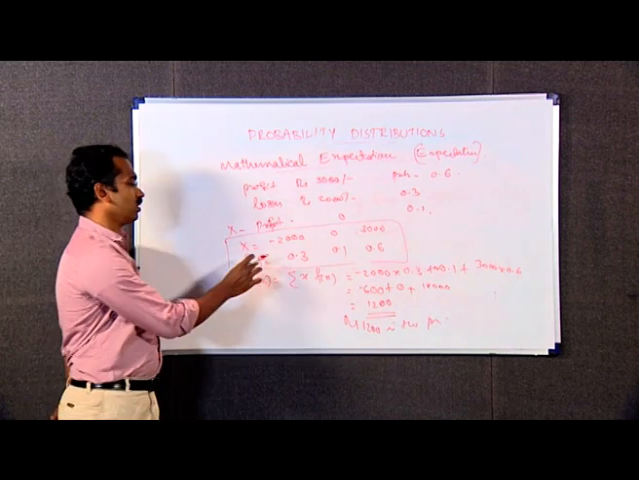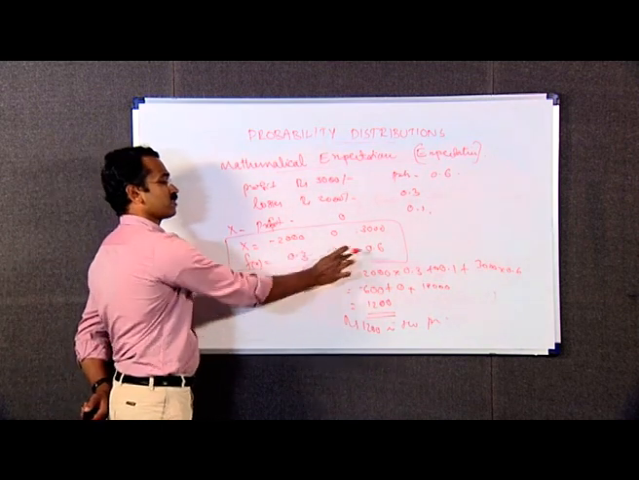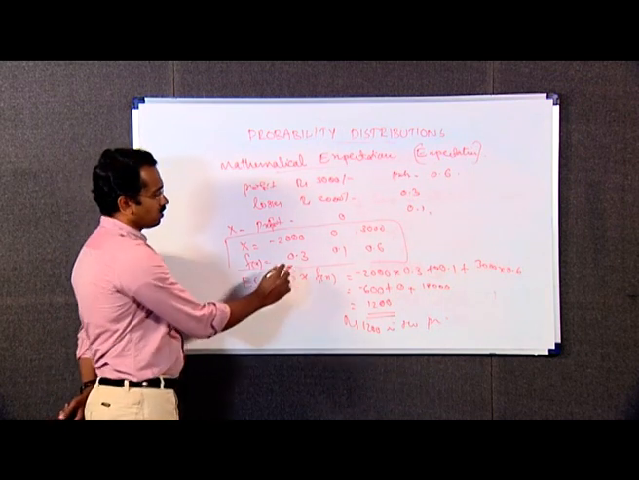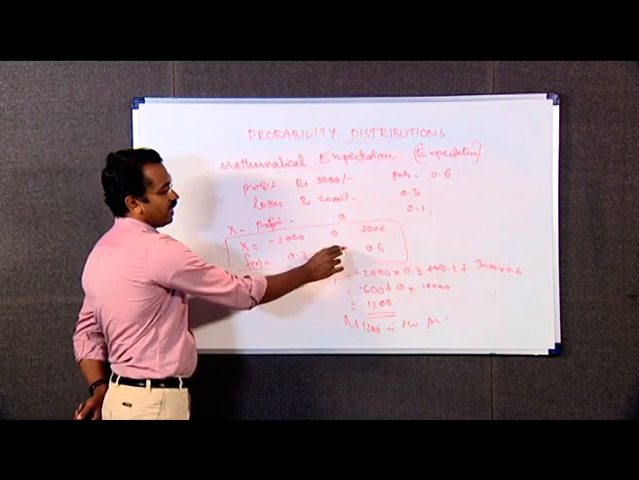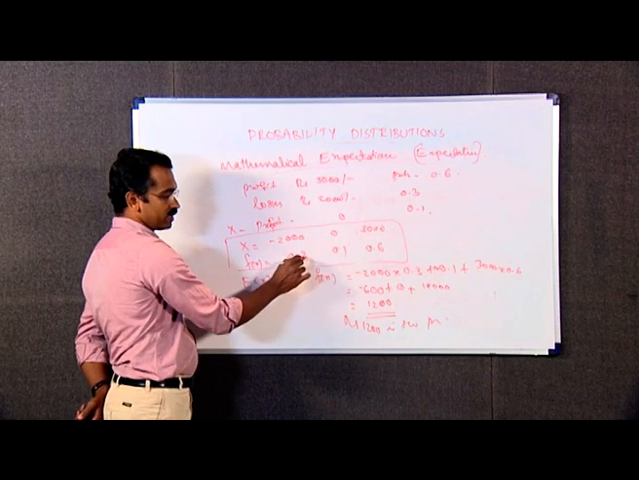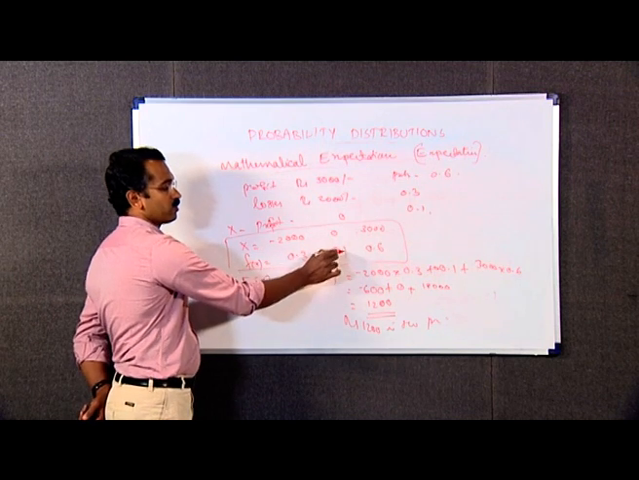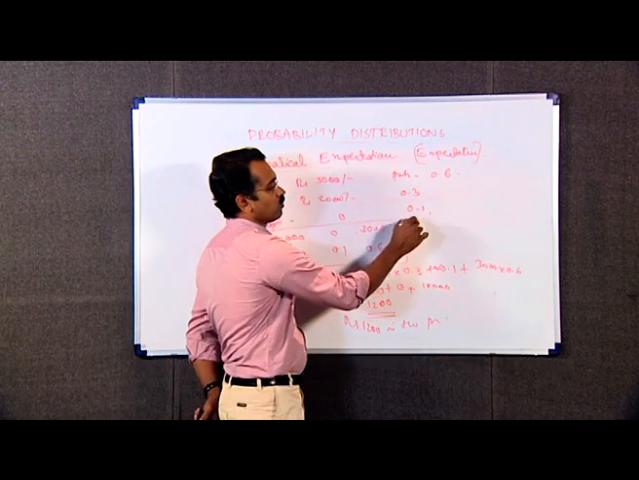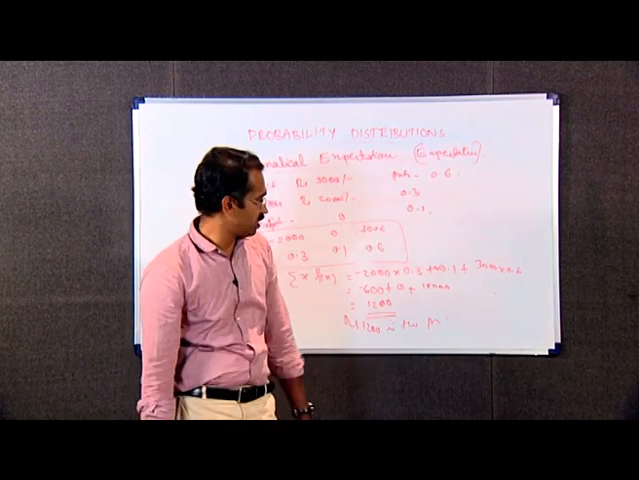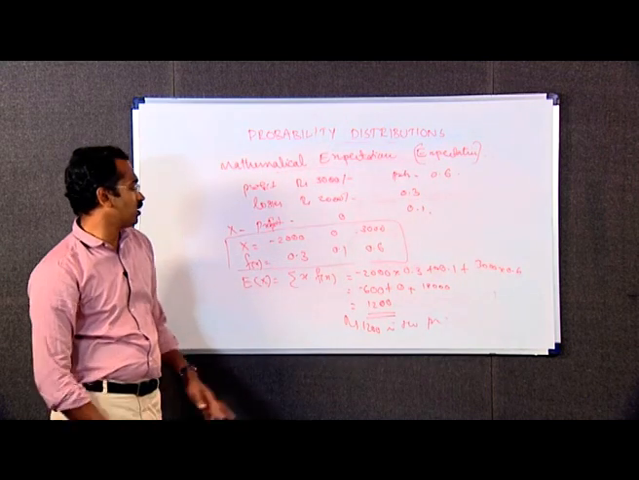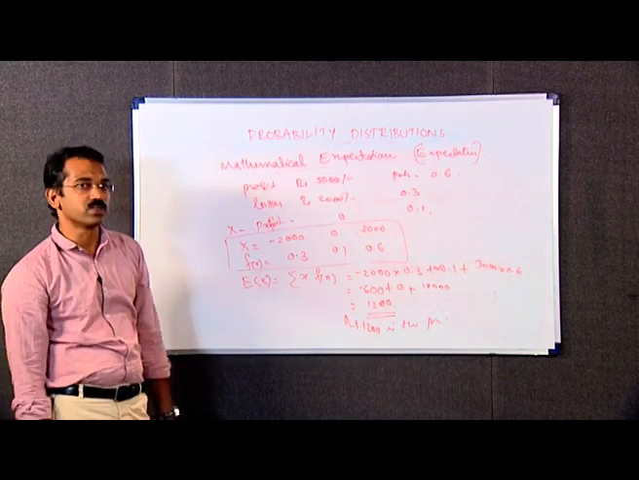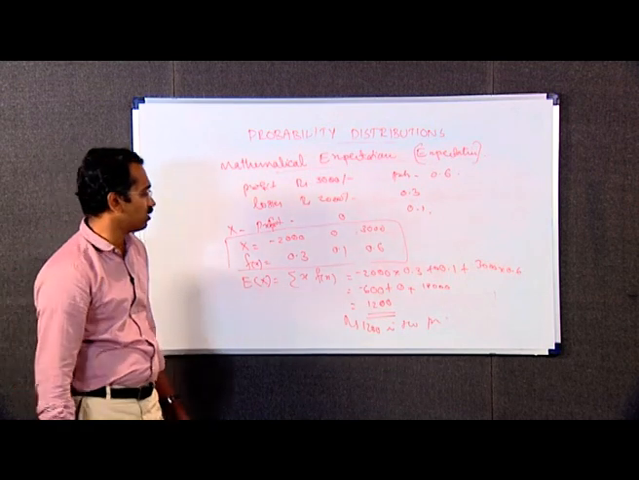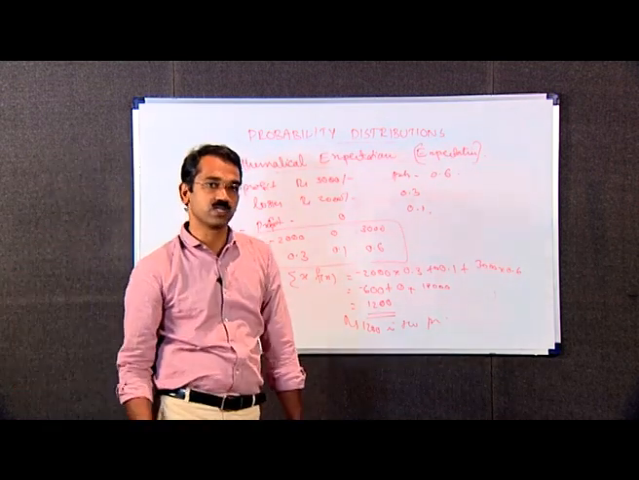Note that here all the values of f of x are greater than 0, and if we add these probabilities, 0.3 plus 0.1 is 0.4 and plus 0.6 is equal to 1. Both the conditions for a PMF are satisfied. Therefore, this is a probability function, and we can use the definition of expectation.